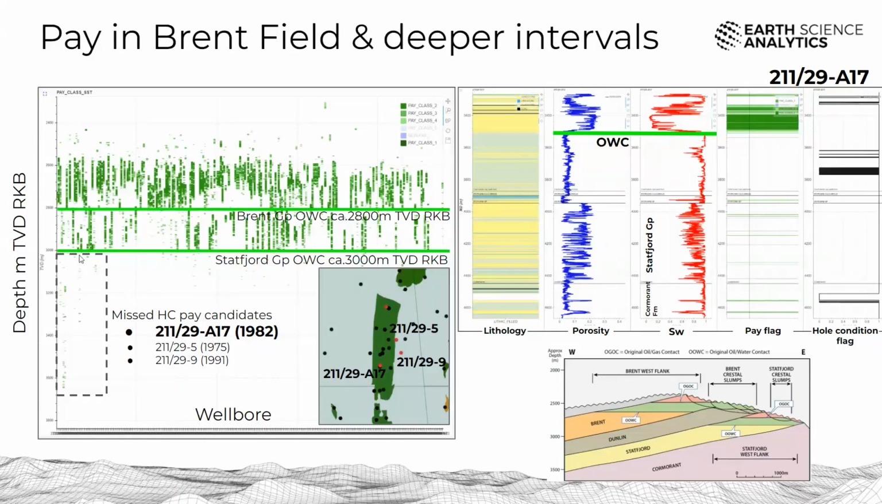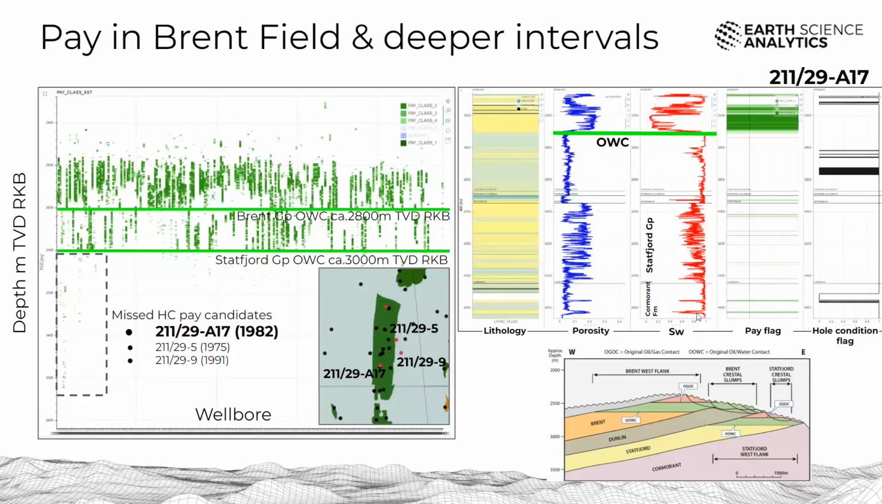But what I'm interested in is the pay zones below the Statfjord field. And you can see here in several wells there's pay below the Statfjord group. I want to take well 21129 A17 drilled in 82. We then move to the wellbore plot on the upper right, with predictions of lithology, porosity, water saturation. We have a pay flag and we have the hole condition flag. What we see is that we're able to identify the oil water contact in the Brent group quite nicely. We go down to the Statfjord group, which shows lower water saturations but no pay.